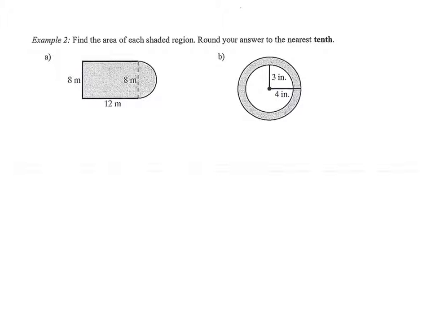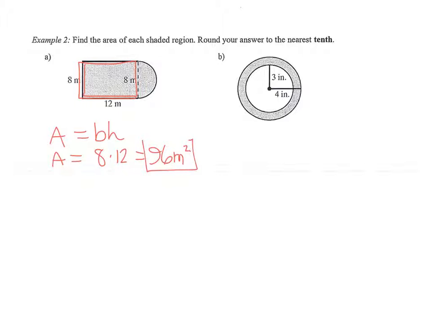Okay, find the area of each shaded region. Round your answer to the nearest tenth. So the way I look at this one is you have this rectangle first. So I'm going to find the area of the rectangle. So area of the rectangle is base times height. Area equals 8 times 12, which equals 96 meters squared. So that's this red part.